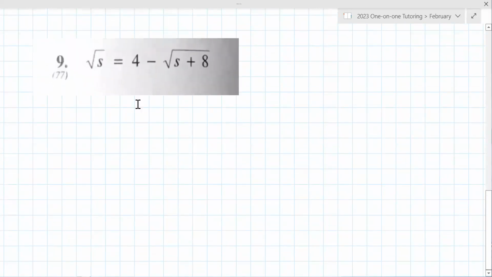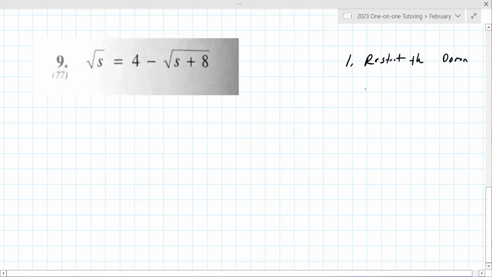All right. So this one, is that right? Yes. The first thing you're supposed to do is restrict the domain. The idea here is that s needs to be greater than or equal to 0, and s plus 8 has to be greater than or equal to 0. Why did I set s greater than or equal to 0 and s plus 8 greater than or equal to 0? Why do you think?